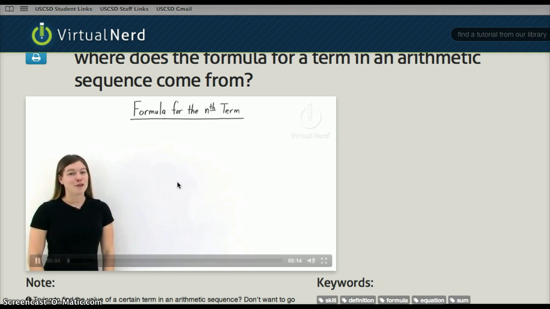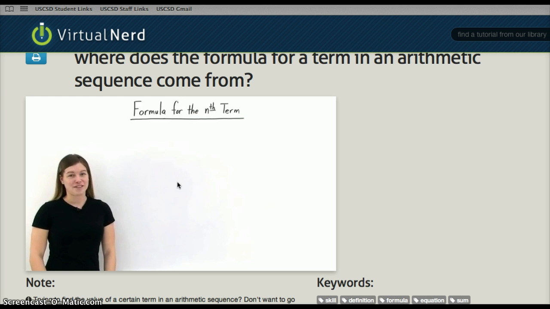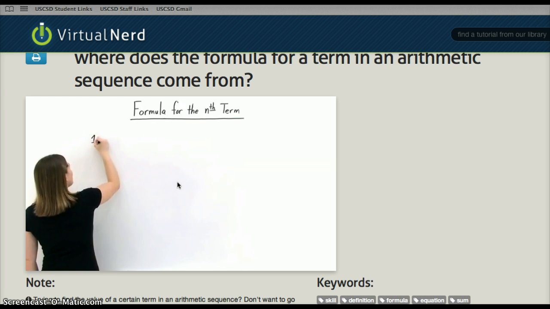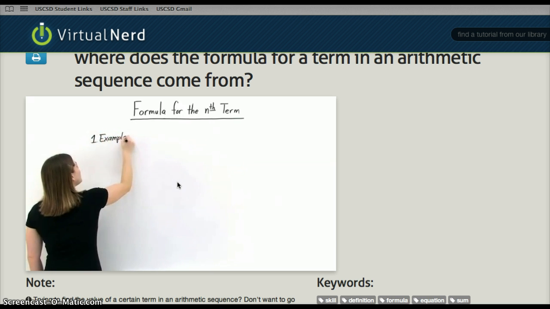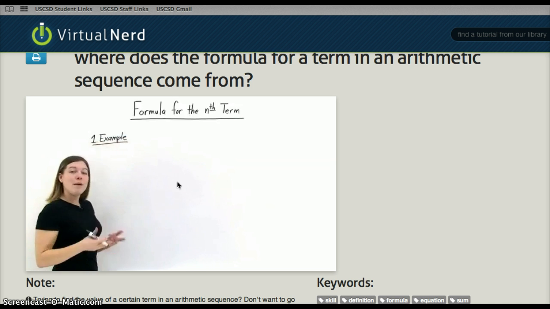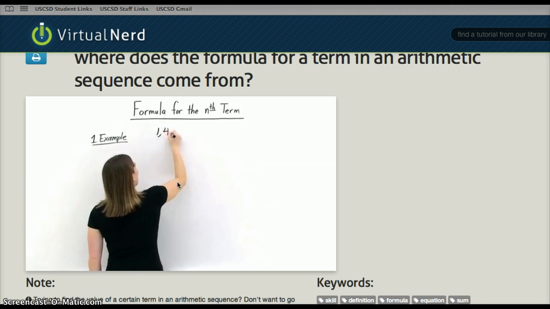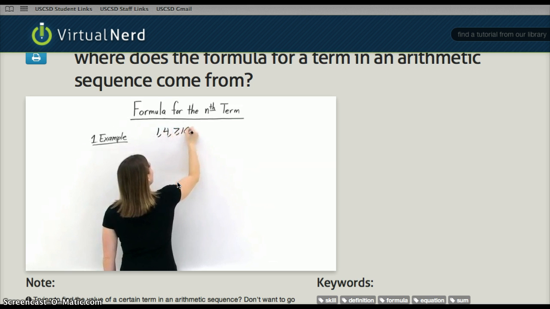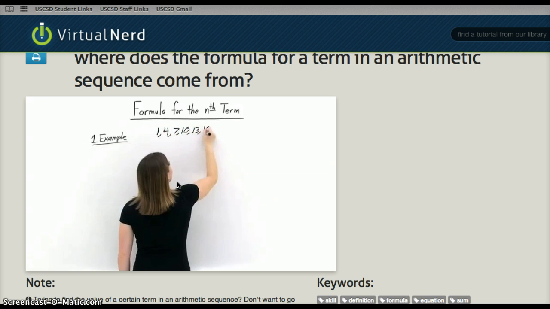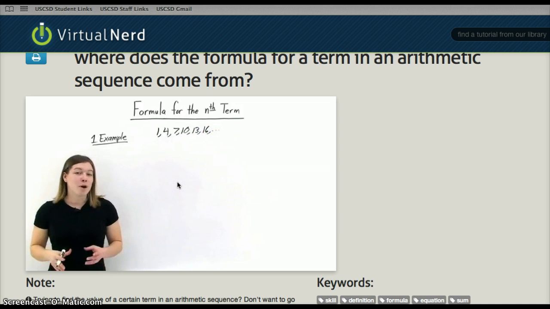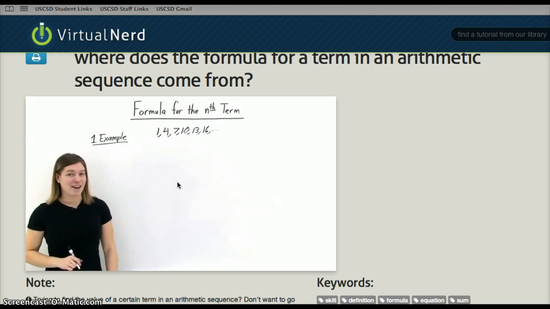What is the formula for the nth term in an arithmetic sequence? Since we're looking for the formula for the nth term of a sequence, let's start by looking at a sequence and seeing if we can find a pattern. Then maybe we can derive a formula from it. So let's look at the sequence 1, 4, 7, 10, 13, 16, and so on. Please write this down in the space provided. Let's break apart this sequence and see if we can find a pattern.